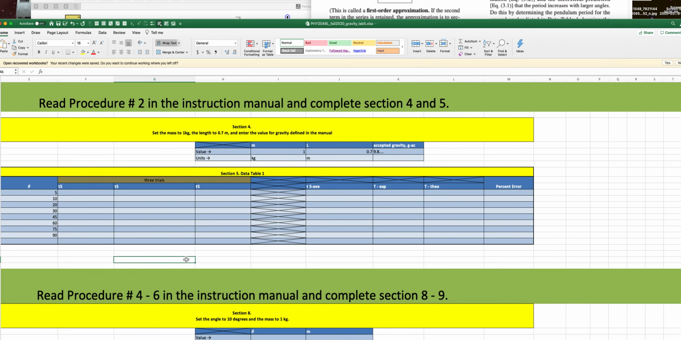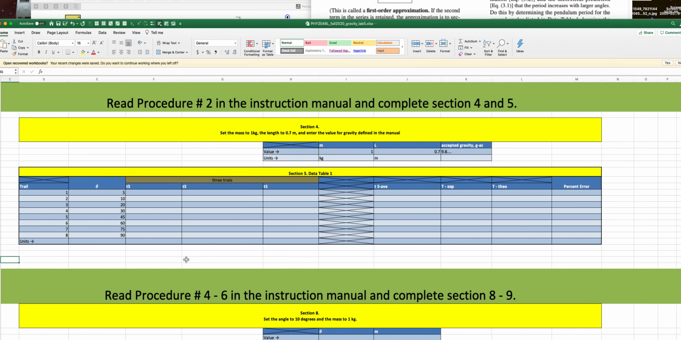This is the part where I recommend that you follow what I show you here instead of what the manual says, because the manual was designed to be done in person. But I think through this website, the way that I'm going to show you here is going to make it go by a little bit faster. So you're going to have these different angles here. You're going to change the angle and release the pendulum, and you're going to take 3 trials for each angle.